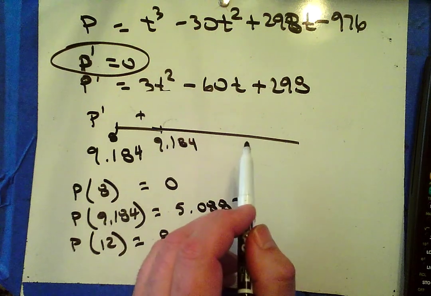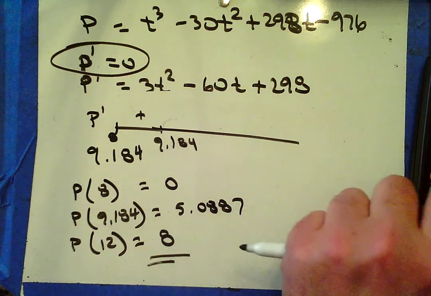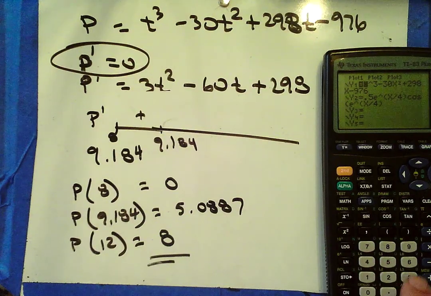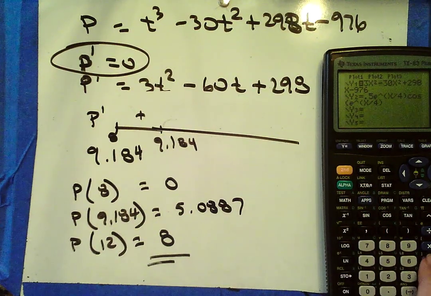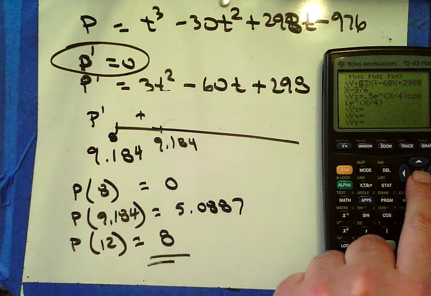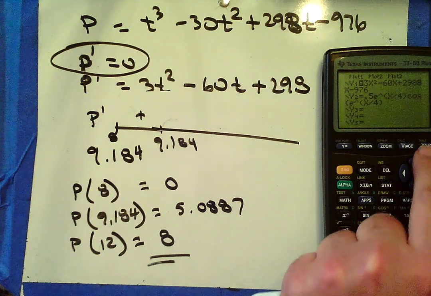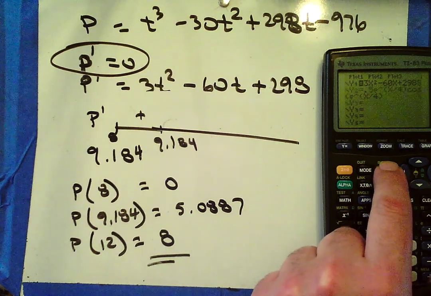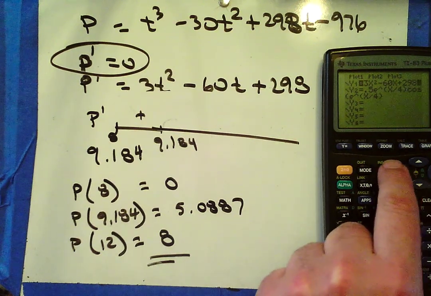9.184. Oh, and I still have p in here. I need p prime back again. So 3t squared minus 60t plus 298. Duh, it's a parabola. Should have two x-intercepts. Why didn't one of you say something? Okay, graph.